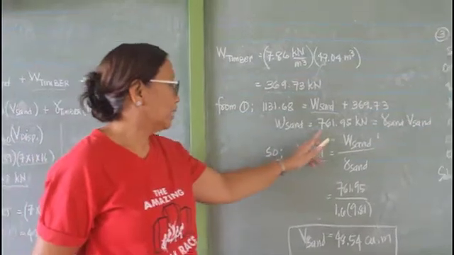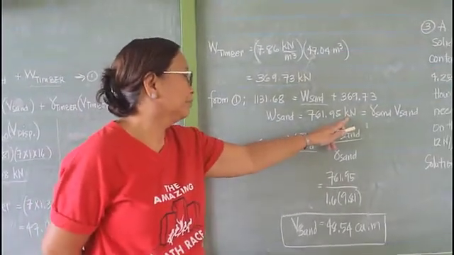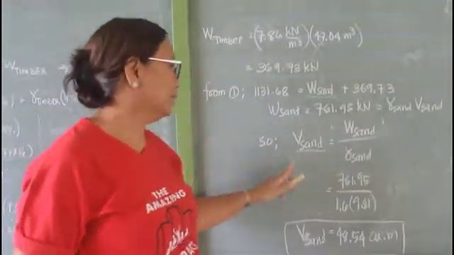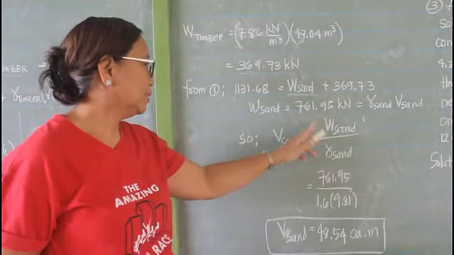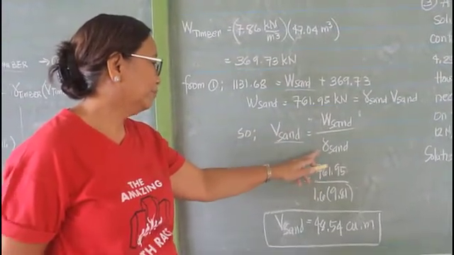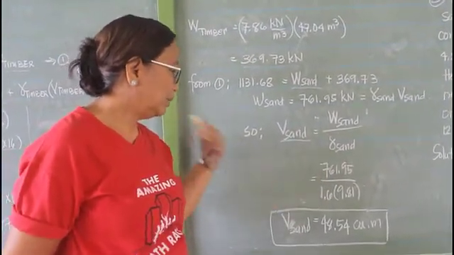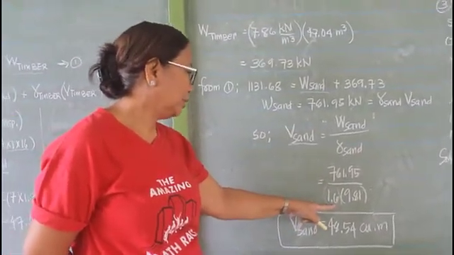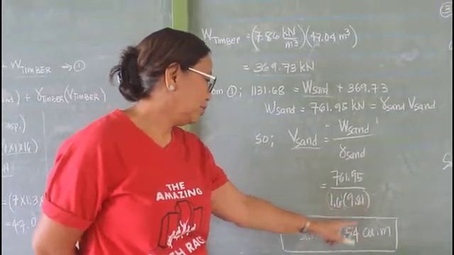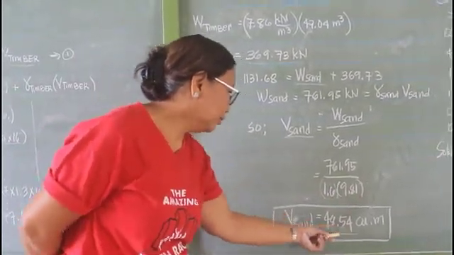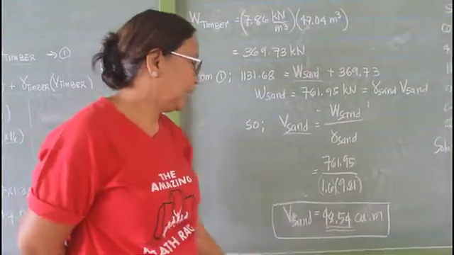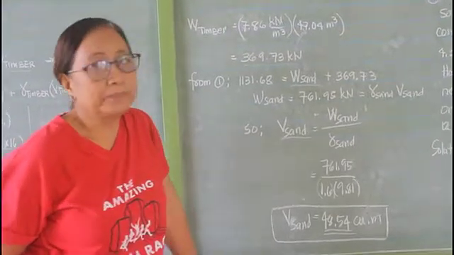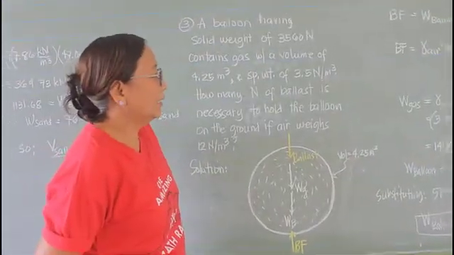So, if the weight of the sun is 761.95, that is equal to the unit weight of sun multiplied by the volume of sun. So, we have the weight of the sun, 761.95. What is the unit weight of sun? Given sa ating problem, the specific gravity of sun is 1.6 times 9.81. The volume of sand na pwede mong ikarga dun sa boards is 48.54 cubic meters without sinking. Another application for our Archimedes principle.